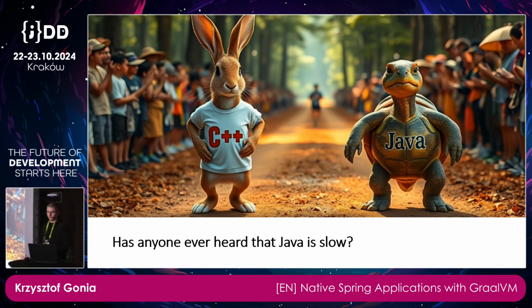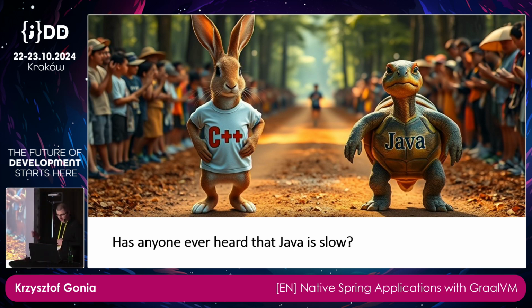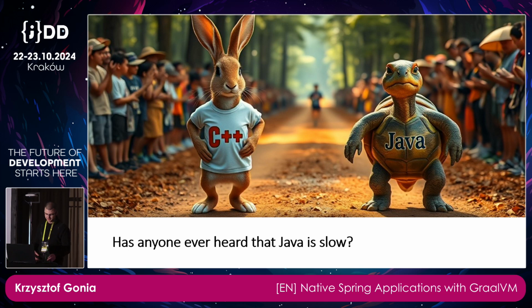Back then when I started my journey with programming, some of my colleagues chose to go with C++. So there is a reason why the rabbit has the C++ shirt. At the time we didn't know much, so one of the metrics we knew to compare programming languages was the execution time. And basically that was it. Nowadays I don't hear that Java is slow very often, maybe because I don't talk with C++ programmers anymore.